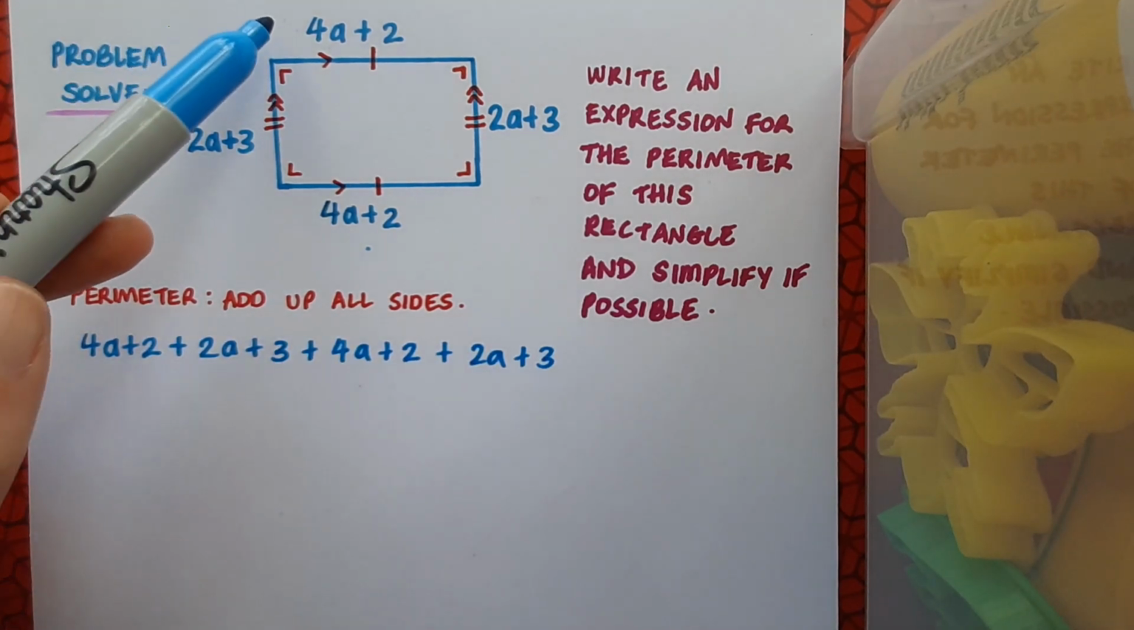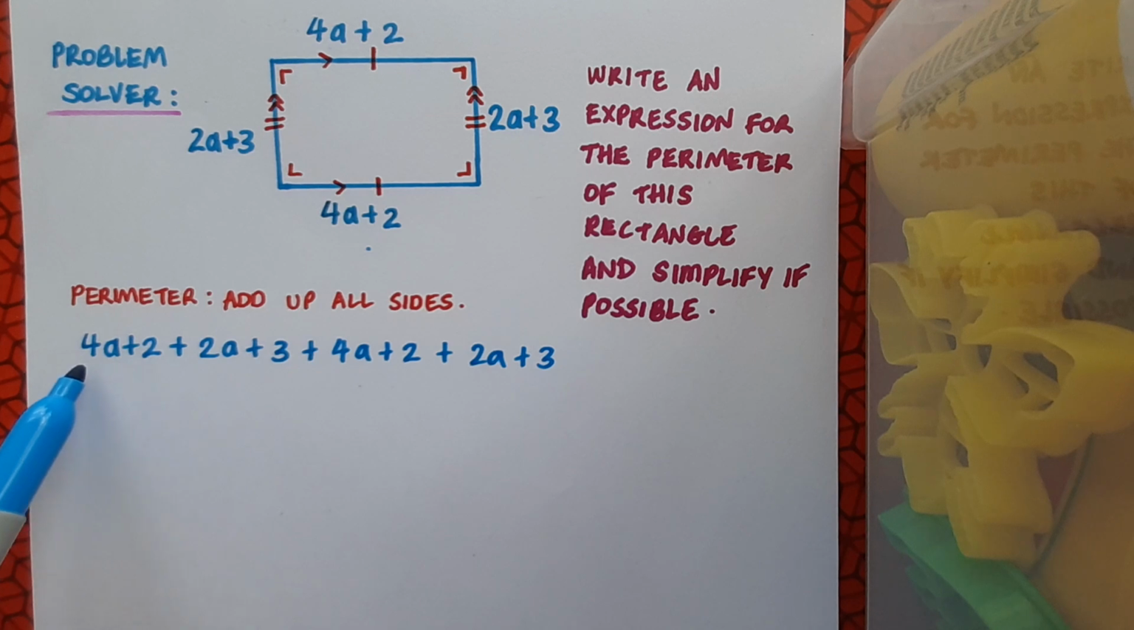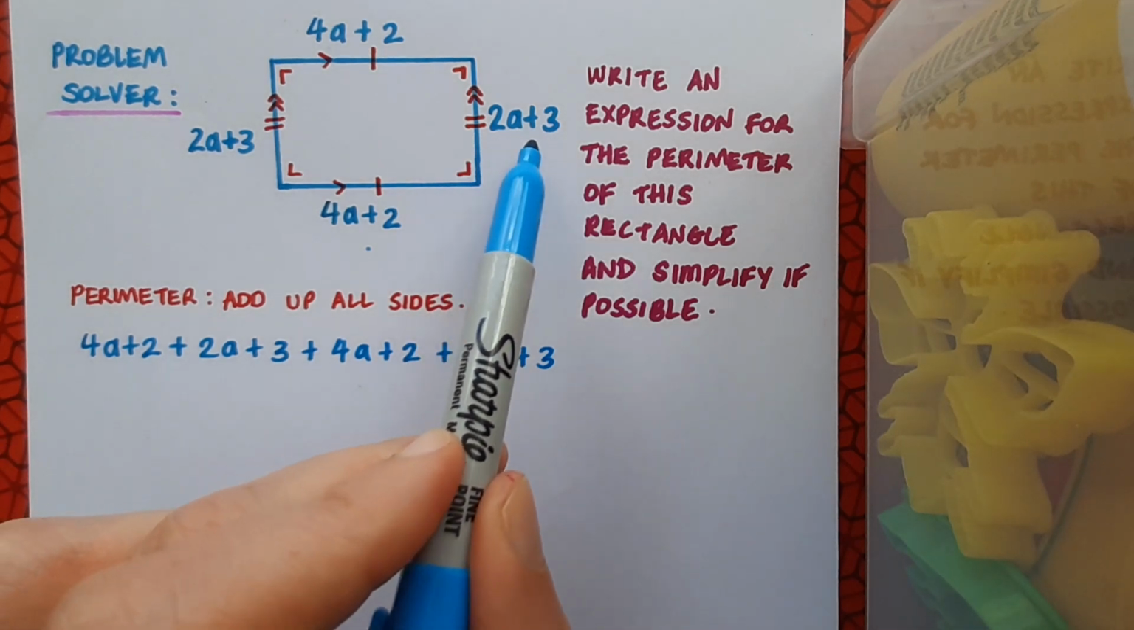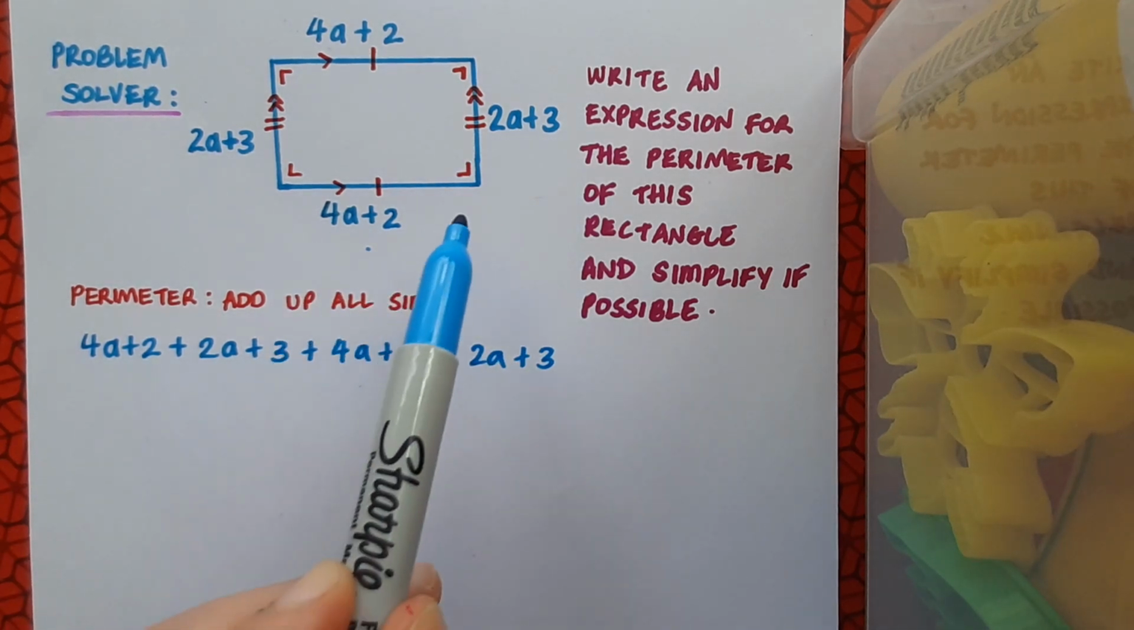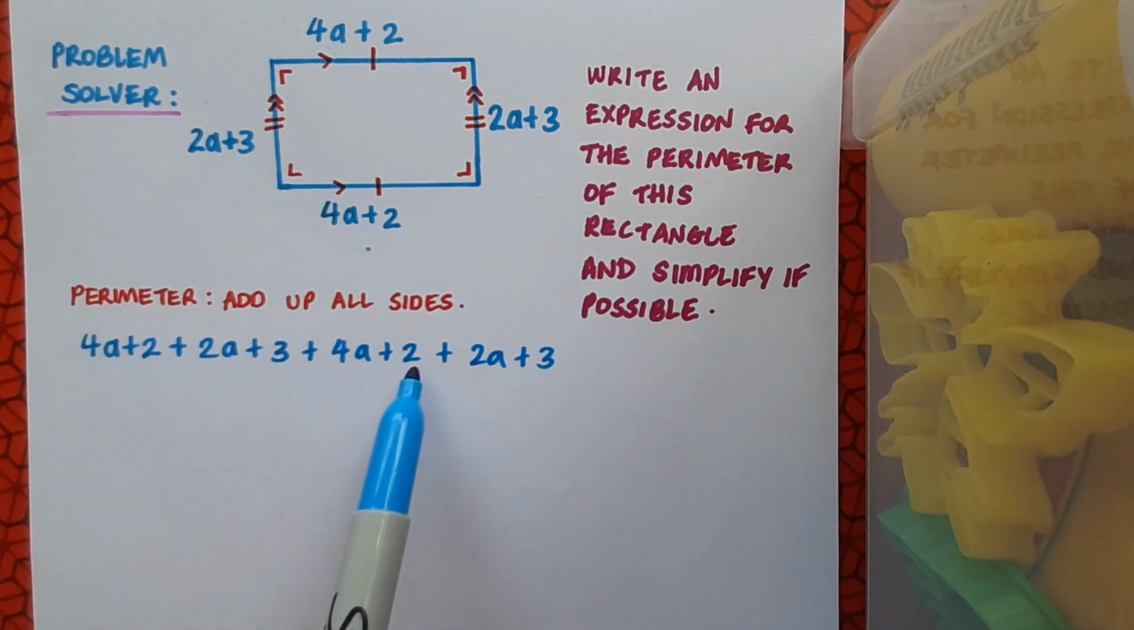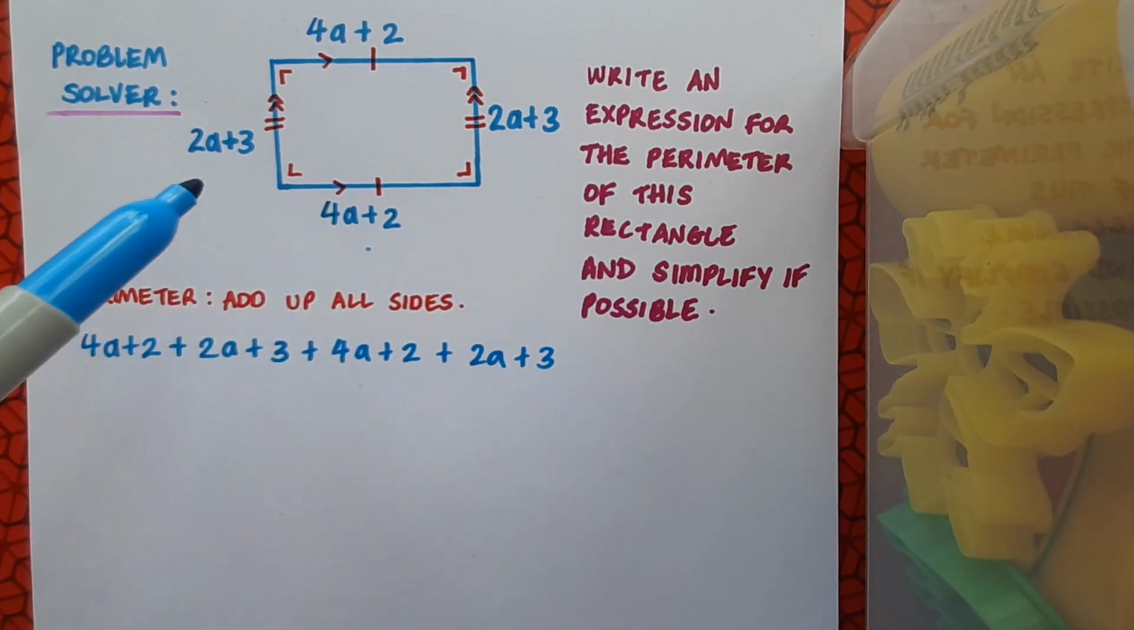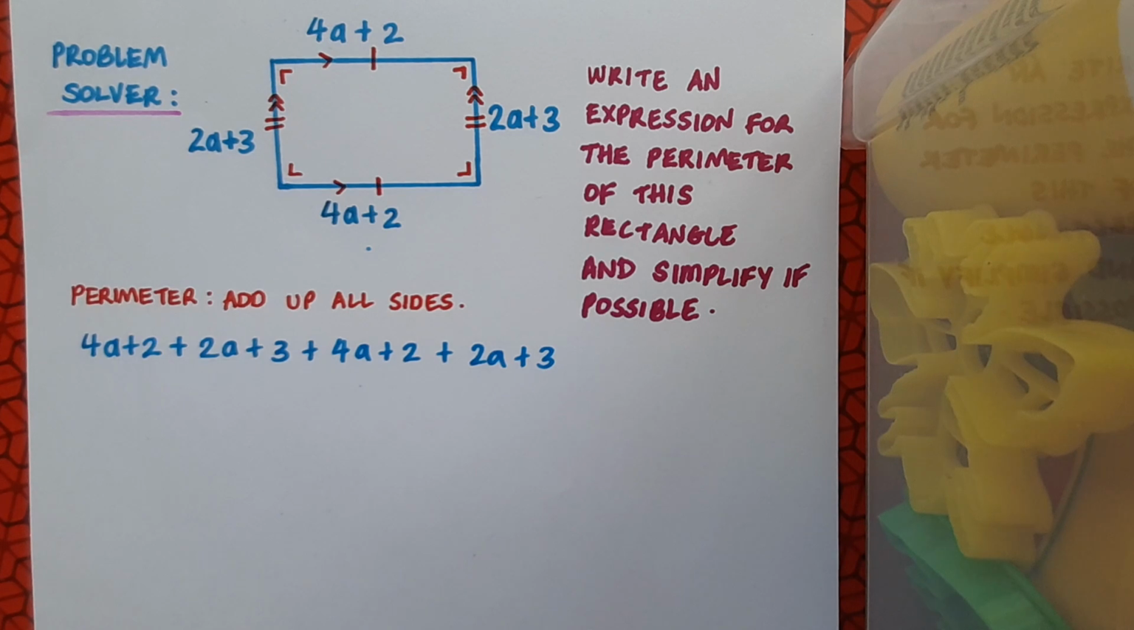So I've added 4a plus 2 from the top, plus 2a plus 3, plus 4a plus 2, plus 2a plus 3. Bring me right back to the start. So we've written an expression now for the perimeter of the rectangle. So we can tick that part of it off our list. And now we want to simplify if possible.